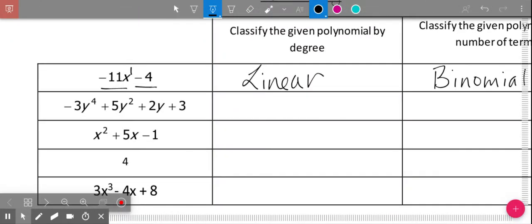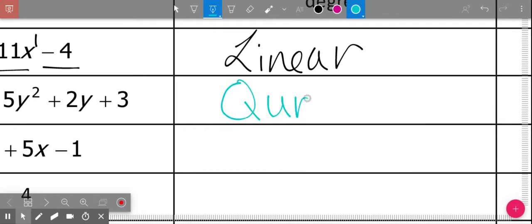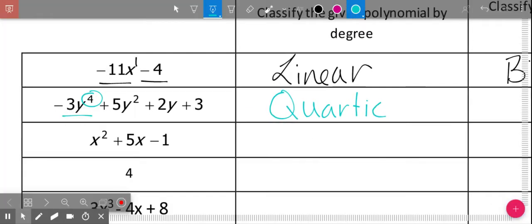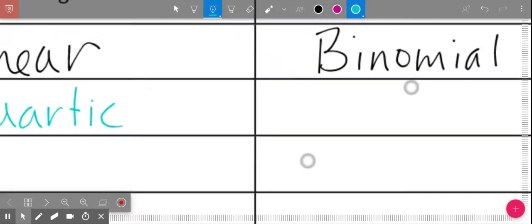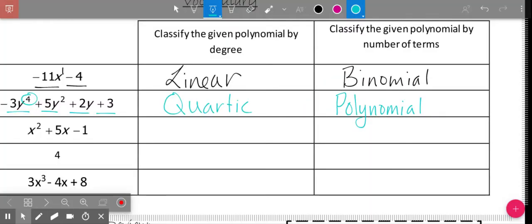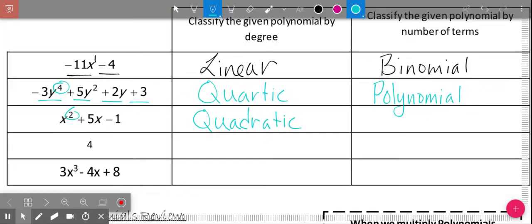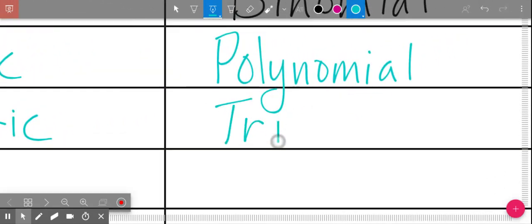Looking at the next one, my largest exponent is a 4. Okay, so think of 4 quarters in a dollar, so this is going to be quartic. And if I count the terms, I have 1, 2, 3, 4 terms, so this is a polynomial. The next one, the largest exponent is a 2, and that's going to be quadratic. If I count the terms, I have 1, 2, 3 terms. Tricycles have 3 tires. Trinomials have 3 terms.